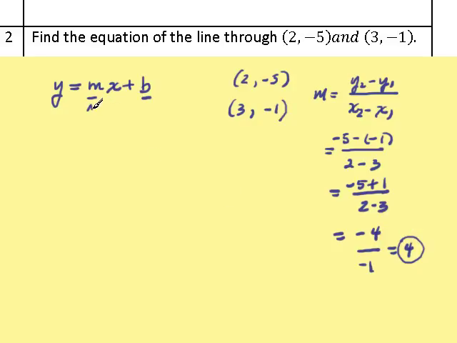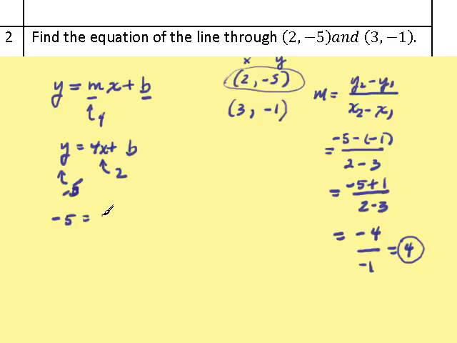We'll substitute in the 4 right here. And now take either point. Let's say we take the first point, substitute in x and y. Sorry, let me put the x here. Substitute in x and y. x is 2, y is minus 5. And then we have minus 5 is equal to 8 plus b.